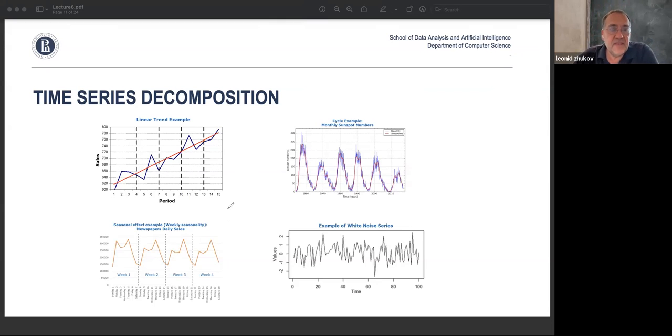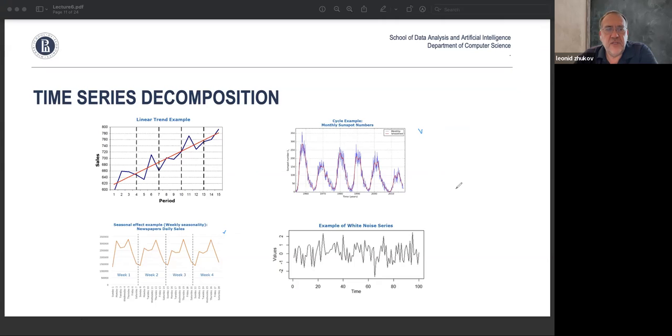Now, this is the picture at the bottom here. These are seasonal effects, right? It's weekly seasonality. This one is newspaper daily sales, which drop on the weekend and increase during the week. Here's an example of the other cycles. The intervals are not necessarily identical, but that's what we see. And here's a noise signal.